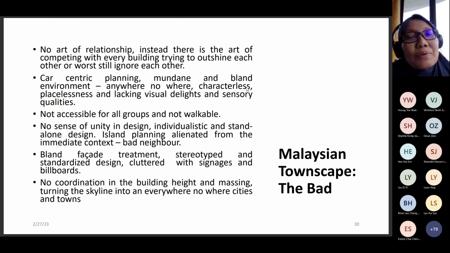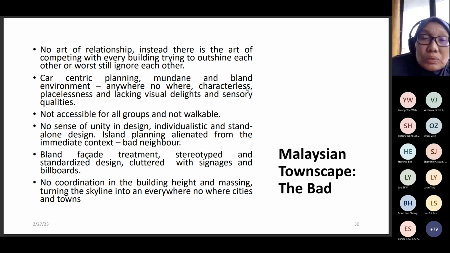Very car-centric in terms of the way we plan our cities, a very mundane and bland environment. It's like an anywhere, nowhere kind of townscape. That means you take a snapshot of certain parts of the city, get people to guess where it is, and people will not be able to recognize the place. So characterless, placelessness, and lacking visual delights and sensory qualities is what we have now in our contemporary townscape.